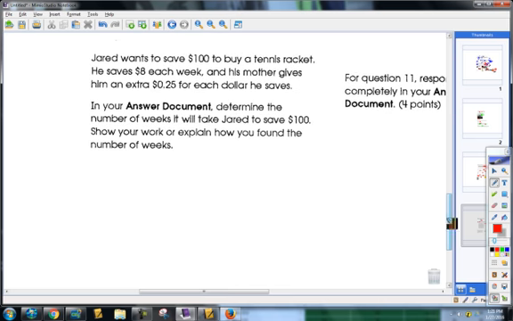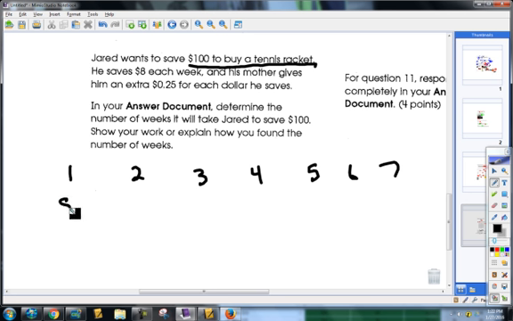Okay? And finally, this question, Jared wants to save $100 to buy a tennis racket. Okay, that's fine. He saves $8 each week. So what I do when I do this one is I always make a little chart. So 1 week, 2, 3, 4, 5, 6, 7. I don't know how far I need to go. I'm just going to make kind of a chart, and I'm going to say, okay, he's going to save $8. But here's what makes this question a little bit on the tricky side. His mother is going to give him 25 cents for each dollar that he saves. Okay? So that means every dollar is 25 cents that he's going to get from his mom.